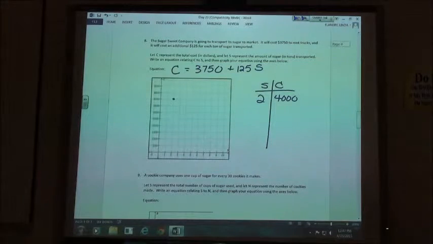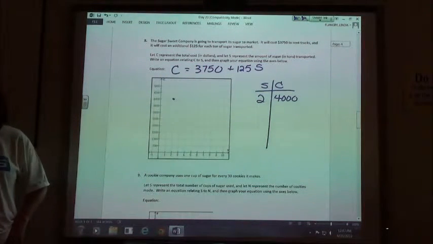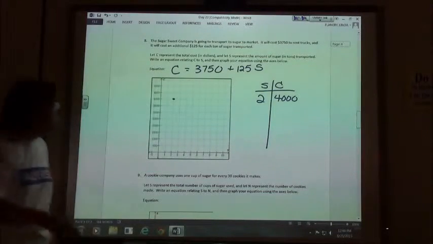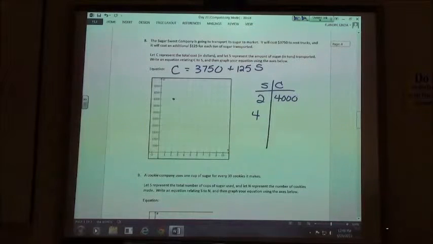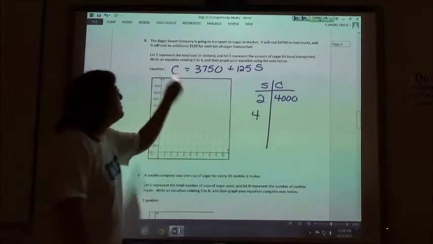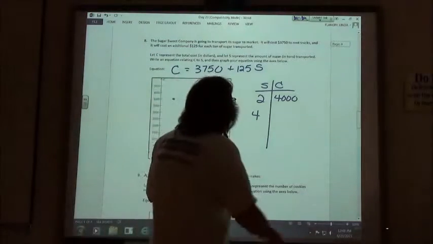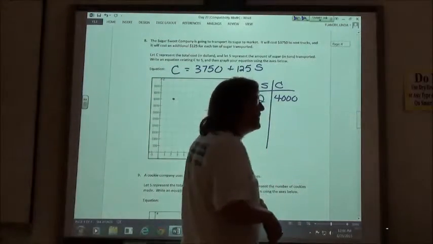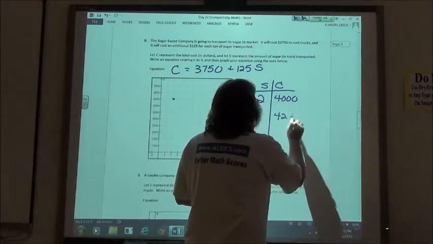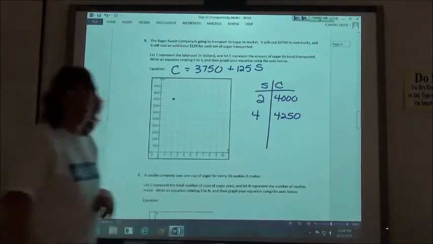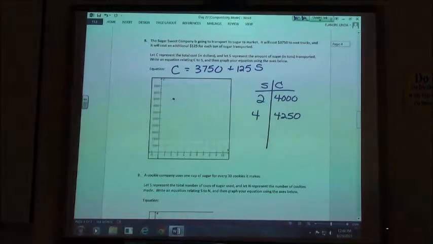Then I'm going to pick some other number that I might want to use. 4. I'm just going to go with that. So if I put 4 in there, figure out my answer for me. 500 plus 3,750. 4,250. Sometimes it's quicker if you just use your head.